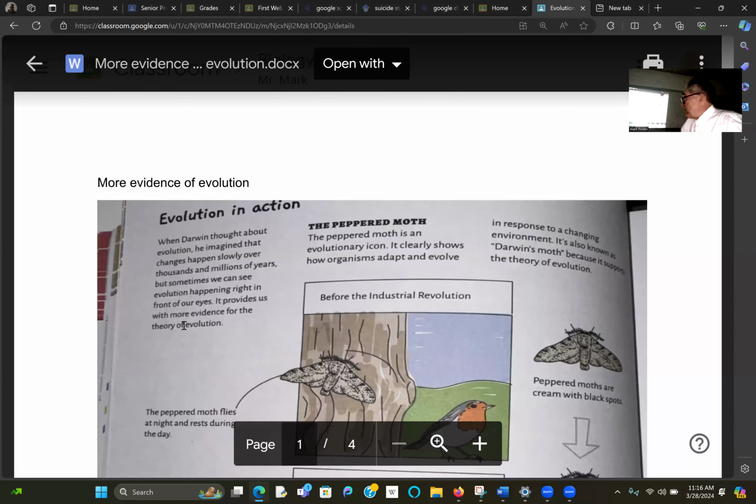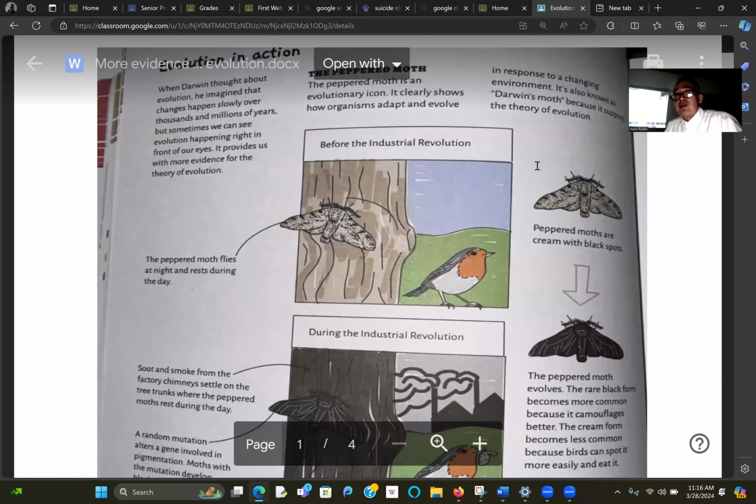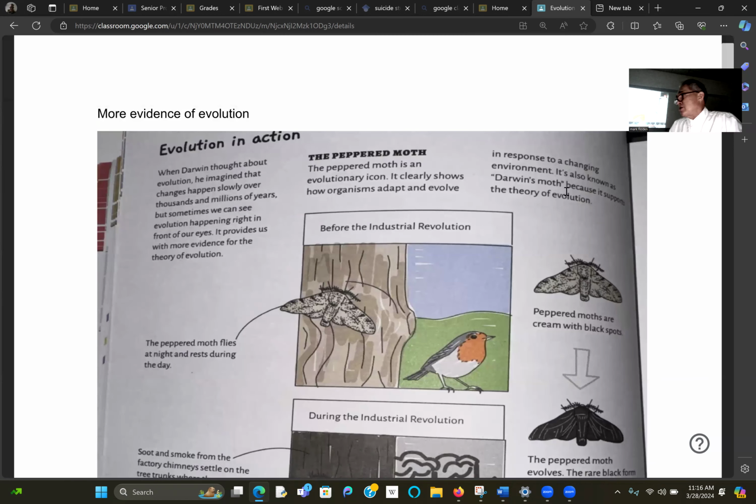Right, so today's lesson is on evolution in action. The highlights of this lesson are going to be the peppered moth and bacteria. The peppered moth is sometimes referred to as Darwin's moth, because it so nicely illustrates the process of evolution. So what happens with the peppered moth?